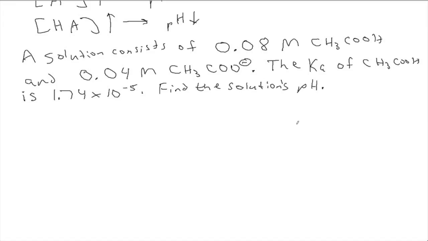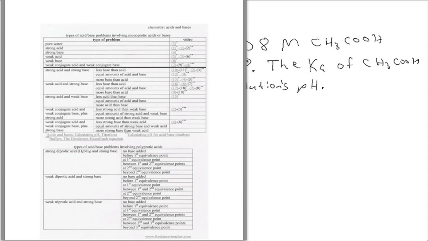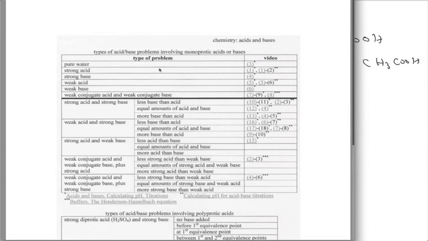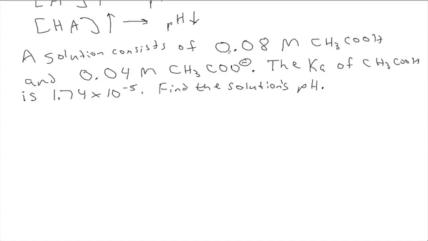Yes. So remember, that shows that there's many different types of problems. If you can see at the top of that handout, there's a bunch of different types of problems. There's problems where you start with pure water. There's problems where you start with a strong acid. There's problems where you start with a strong base. There's problems where you start with a weak acid or a weak base. We haven't covered all of these. There's problems where you could start with a weak acid and its conjugate base. Which of those categories does this problem fall into?